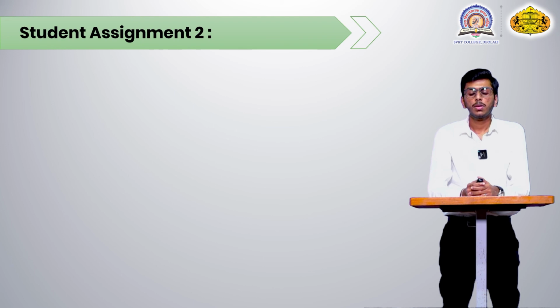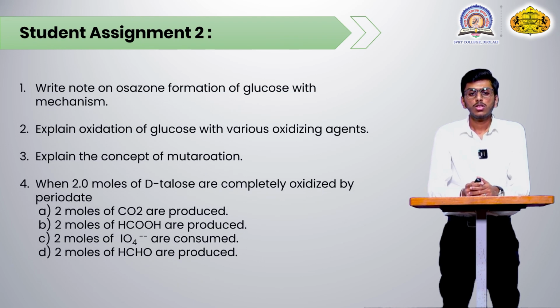Student assignment number 2. Students should write a note on osazone formation with glucose. Explain the oxidation of glucose with various oxidizing agents. Explain the concept of mutarotation. There are some MCQs. What will be the product when 2 moles of D-talose are completely oxidized by periodate?